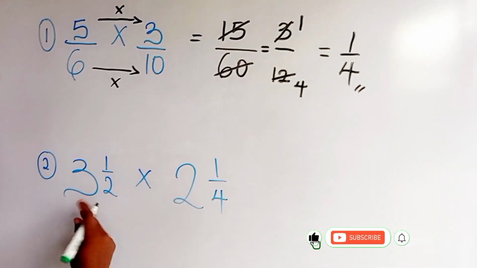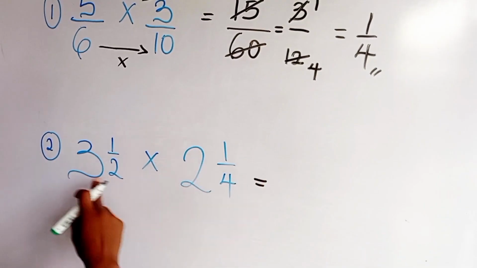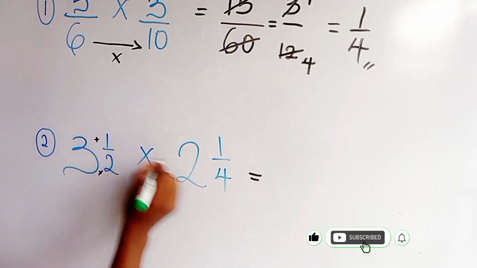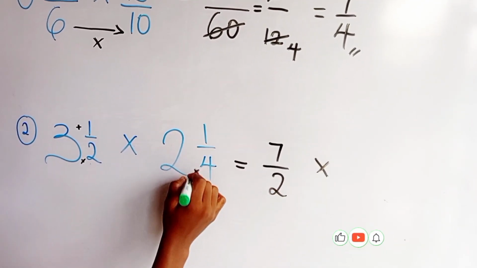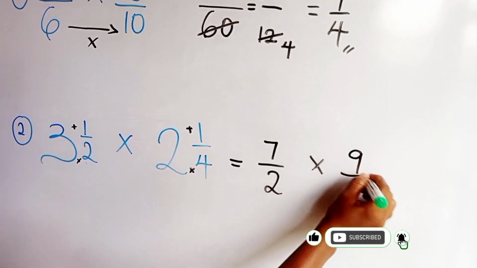Then we multiply a whole number, 3 and 1 over 2, times a whole number, 2 and 1 over 4. First of all, change your mixed number to an improper fraction. 3 times 2 plus 1 will give us 7 over 2. And then multiply by 2 times 4 plus 1, which is going to give us 9 over 4.